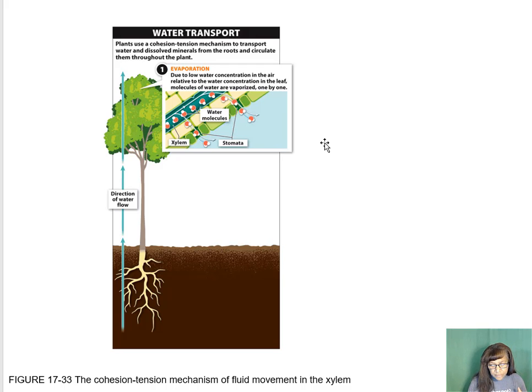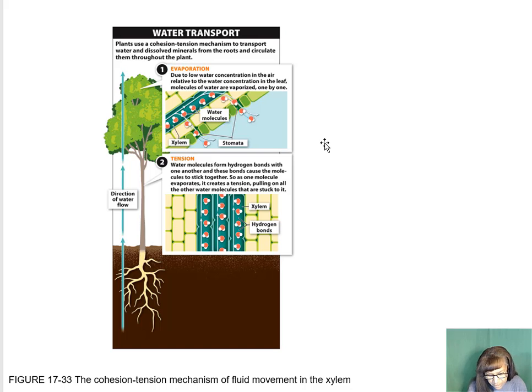And cohesion is where these water molecules are basically attracted to each other, right? It's kind of like people holding hands in a chain, right? And as one molecule of water is released through evaporation, then because they're holding hands, they're bonded in a chain, it's pulling up the next molecule of water. And so we have this tension.